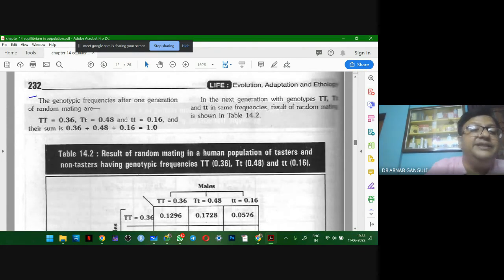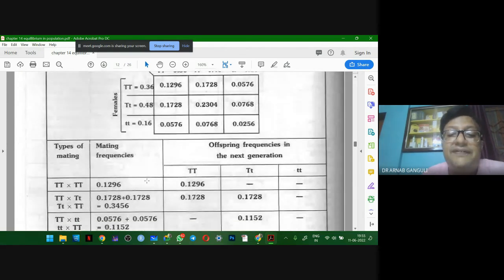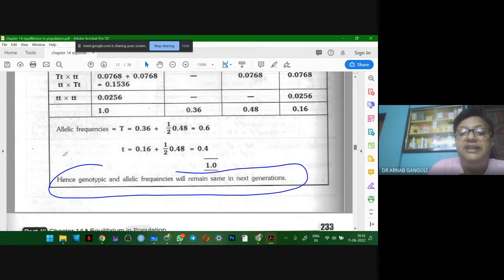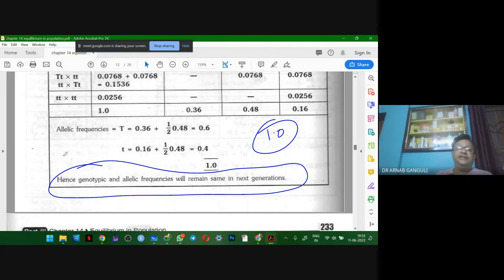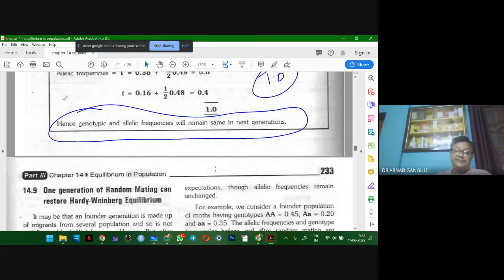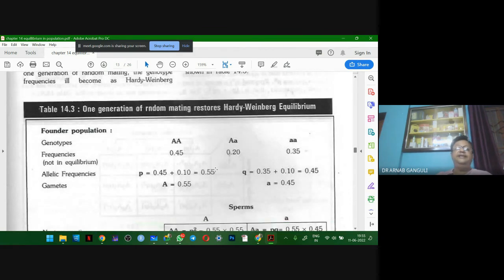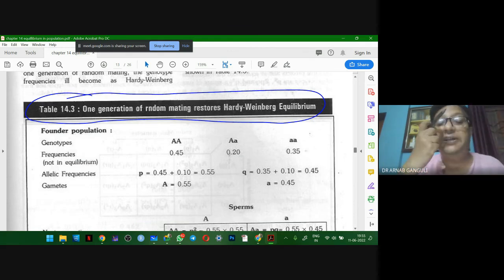This is the same thing they have done with the testers and non-testers. They have solved this problem and found that the genotype and allelic frequency will remain the same in the next generation. It will remain 1 in all generations. So the next question which can come is, one generation of random mating restores Hardy-Weinberg equilibrium, which I just taught right now.